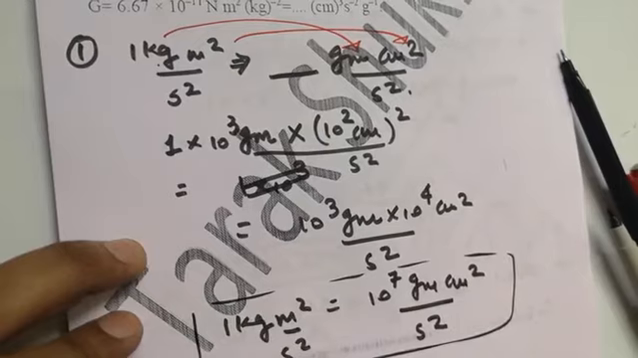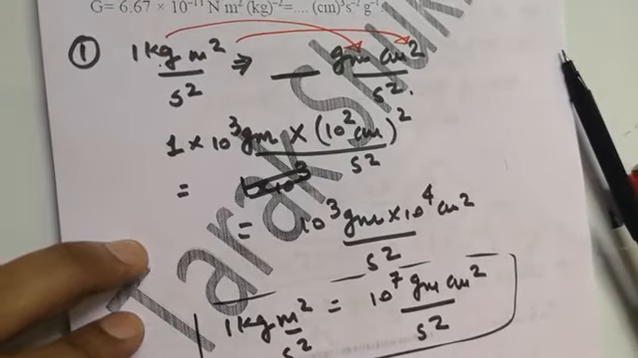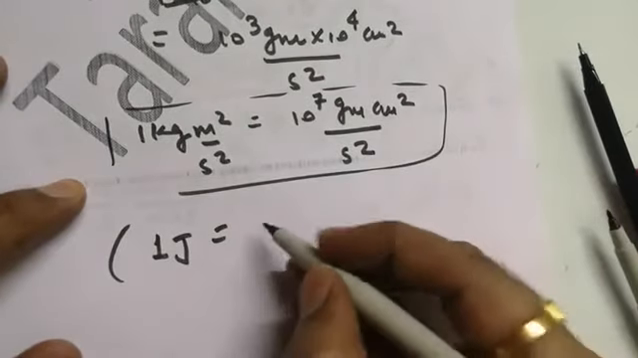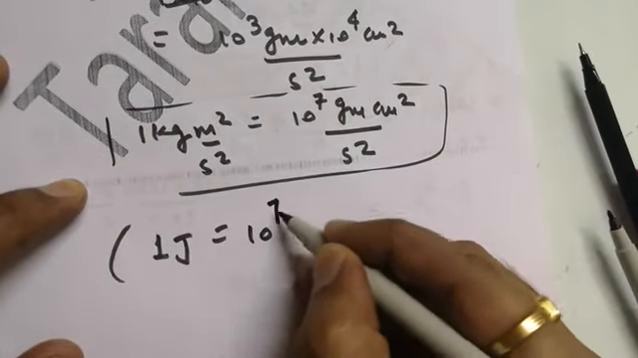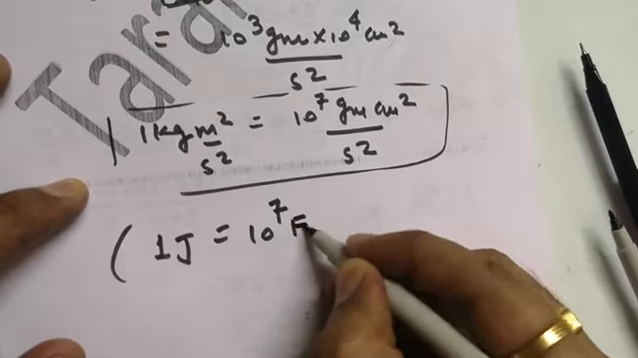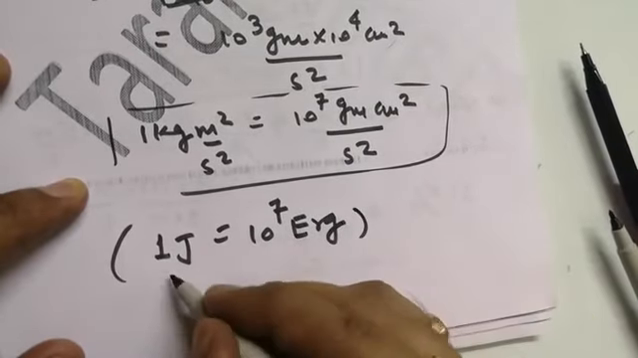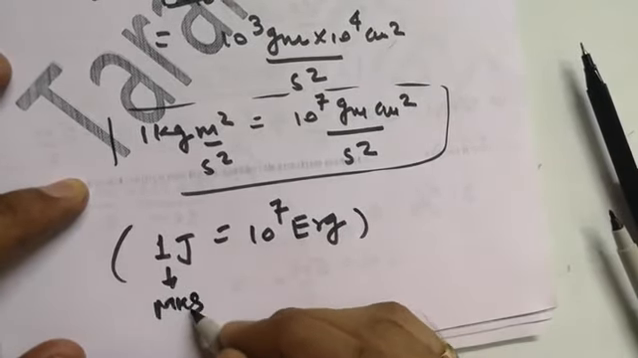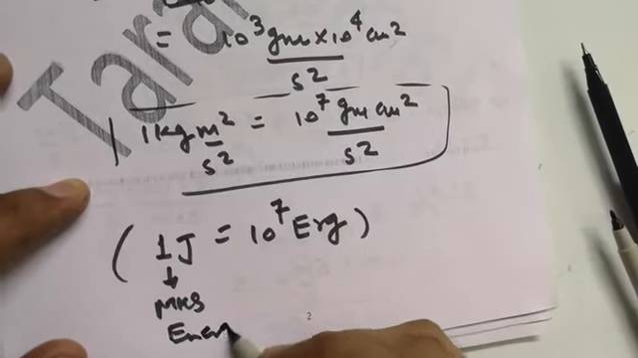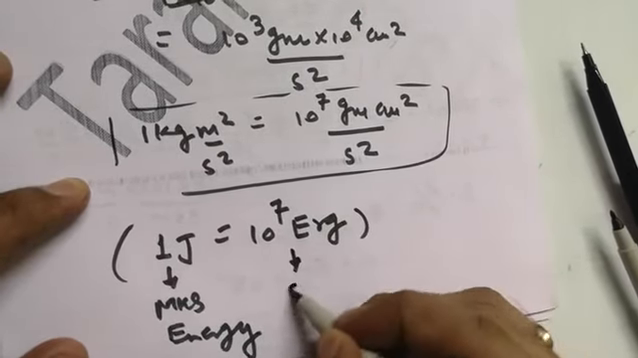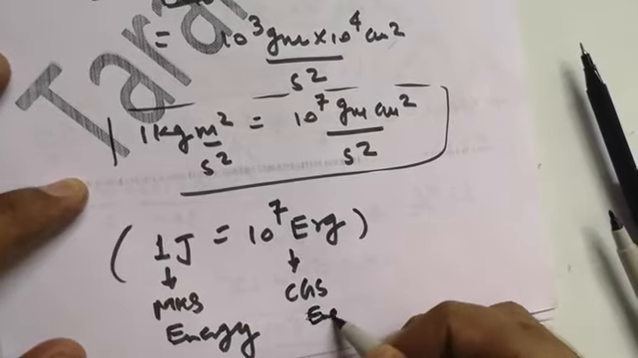In future you will also learn that. Remember, that is called a unit of joule. It is actually a unit of joule. 1 joule equals 10 to the power 7 erg. This is the MKS unit of energy, and this one would be the CGS unit of energy.